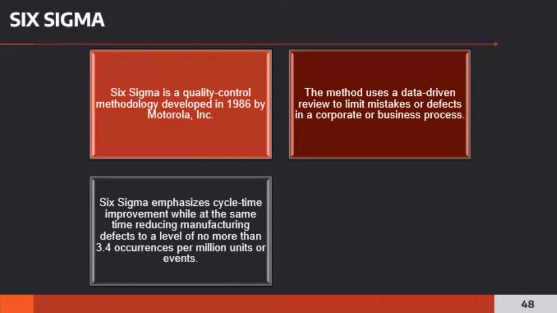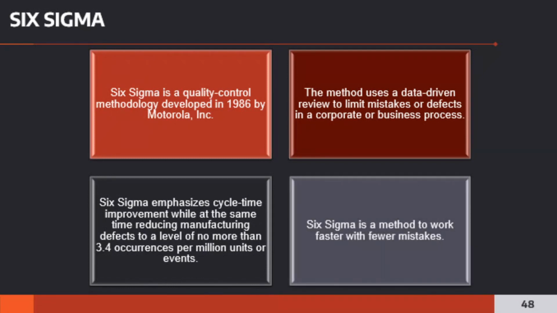Third, Six Sigma emphasizes cycle time improvement while at the same time reducing manufacturing defects to a level of no more than 3.4 occurrences per million units or events. Okay, so you could imagine that, no? 3.4 out of a million defects. And Six Sigma is a method to work faster with fewer mistakes.